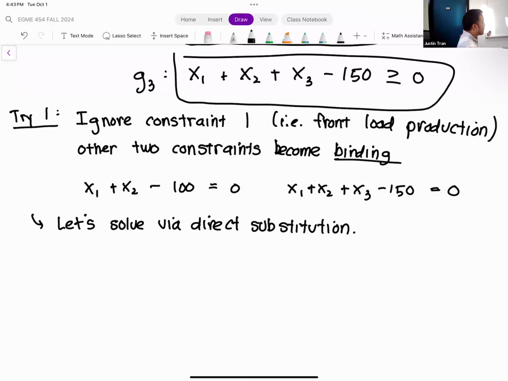The reason I'm going with direct substitution in this case is that we have two equality constraints in a three-dimensional problem. That means we can eliminate two of the variables and solve just a one-dimensional optimization, which is always kind of ideal. So let's use our two constraints here to eliminate X2 and X3 from our objective function, and we'll try to solve for an optimal value for X1.